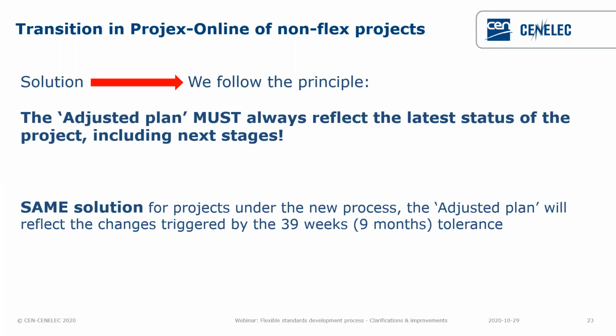It's very important that the adjusted plan reflects the latest status of the projects, and that the initial plan remains the same. Because even if we talk about TS and TR, for instance, it will always be possible to log a tolerance request for those projects. So once again, it's about the adjusted plan to reflect those changes.